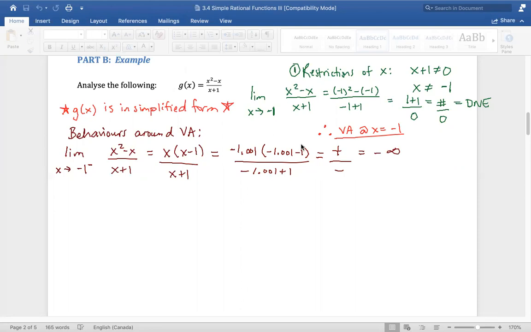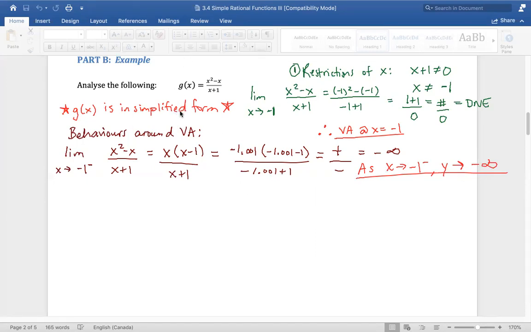So again, in conclusion then, as x is approaching -1, and we were going from the left, then my y is going to be approaching negative infinity, and I can use that on my graph.